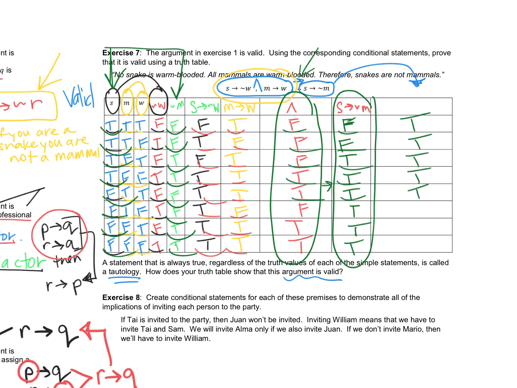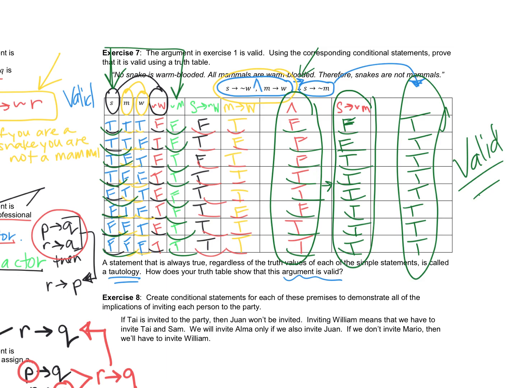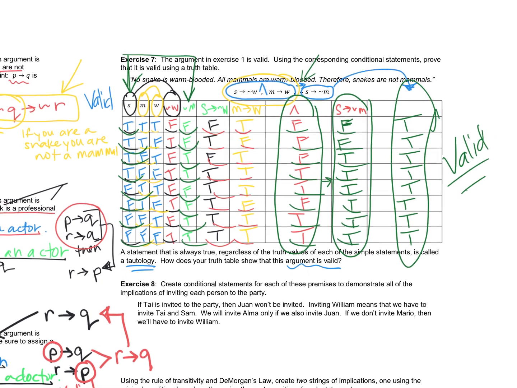The only time that it will be false is if you have true implying something false. So these are all true. And so we have this tautology, which means that we have a valid argument. Again, we already did it with the Venn diagram. Now we're just showing that it also can be proven with a truth table.